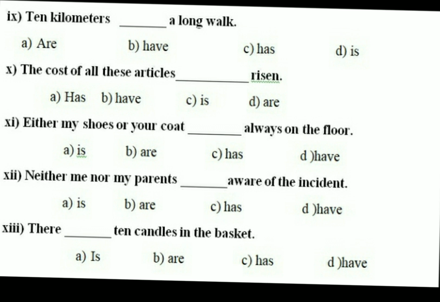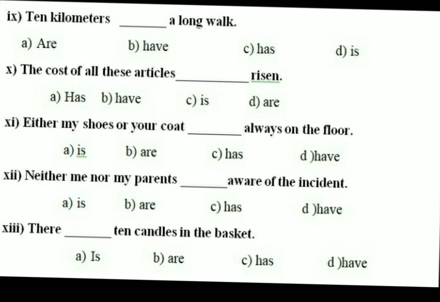The next one, neither me nor my parents dash aware of the incident. And the options here are is, are, has, and have. And the correct verb is are. Neither me nor my parents are aware of the incident.